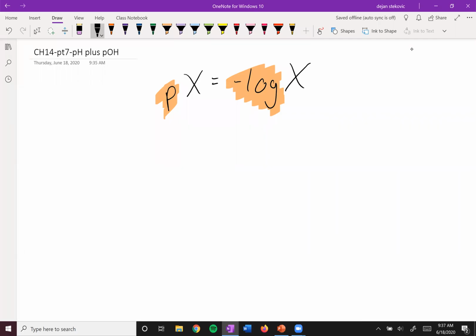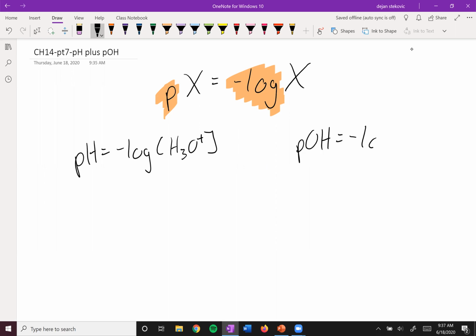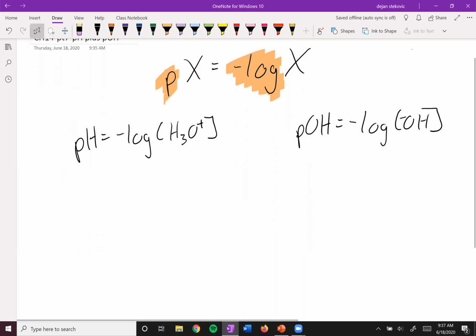All right, so this is a bit redundant, but we are going to learn some good new information. Remember, we said that P means negative log. So when you take the P of anything, you're taking the negative log of something. When we're talking about the pH, we're talking about the negative log of H3O plus or H plus. We can use them interchangeably. Or pOH is going to be the negative log of the hydroxide, right? That's what pH and pOH mean.